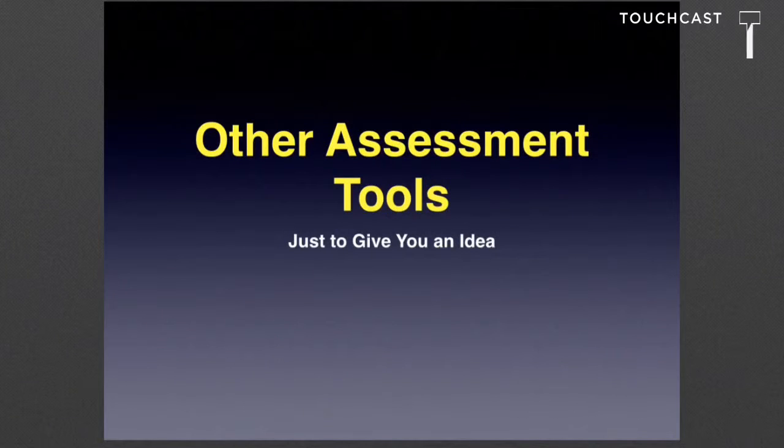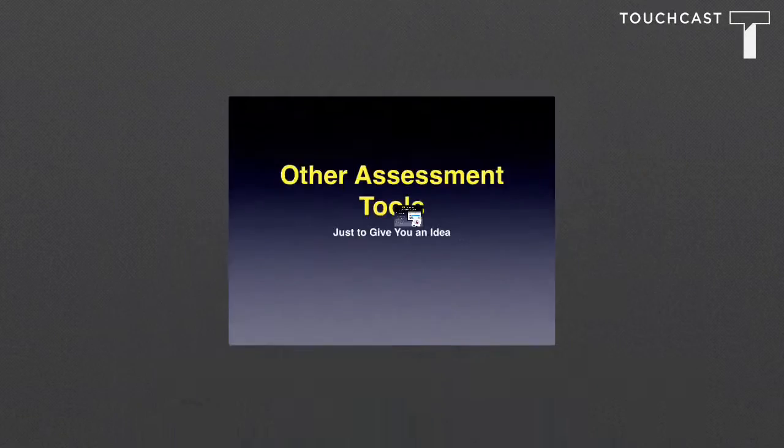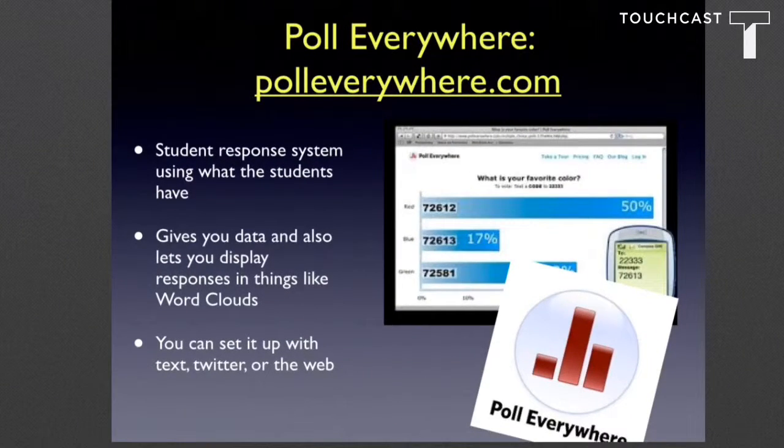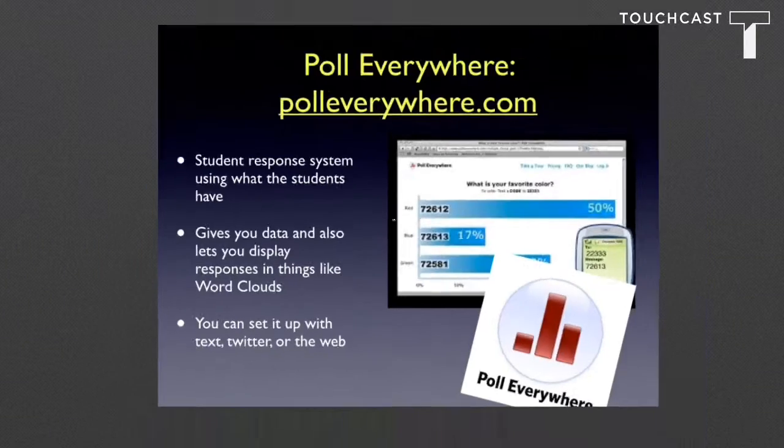So, some other assessment tools, just to give you an idea of what's out there. First off, Poll Everywhere. Poll Everywhere is a student response system, especially good for BYOD, using anything that the kids have. It gives you data, and it also lets you display responses in creative ways, like a word cloud. You can set it up with text, Twitter, web. Kids can answer pretty much any way they want.